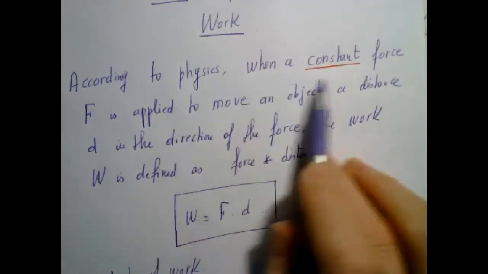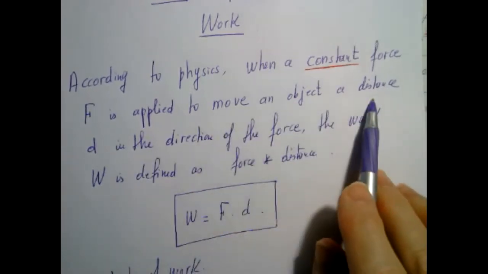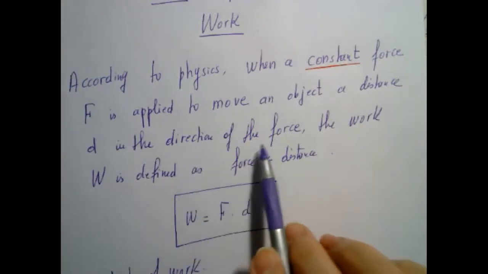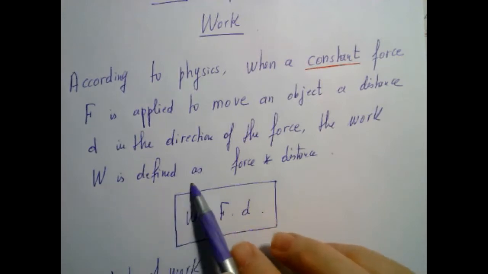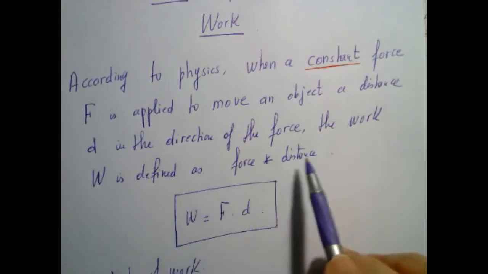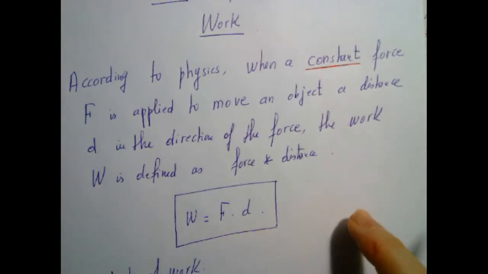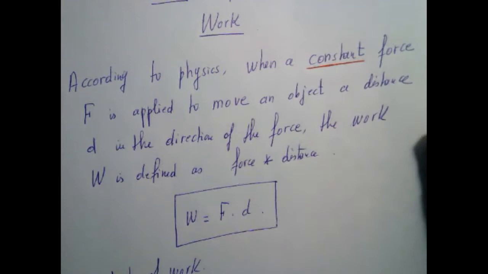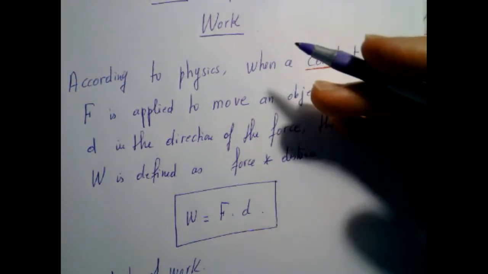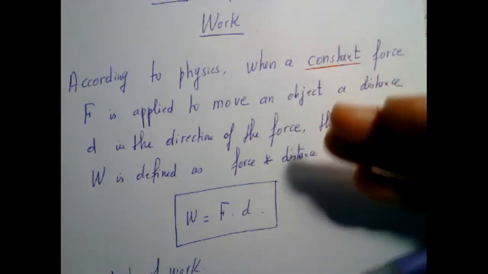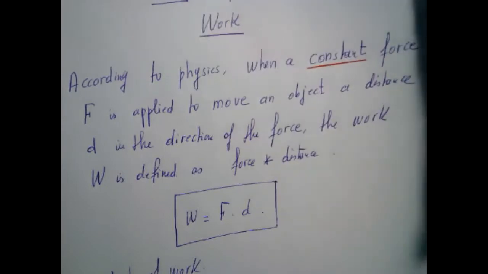So according to physics, when a constant force F is applied to move an object a distance d in the direction of the force, then the work is defined as the force times the distance. So work is force times distance. That's how we define work in physics. To be work, there should be an object moving a certain distance. If the object is not moving, we really don't talk about work because it's force times distance.